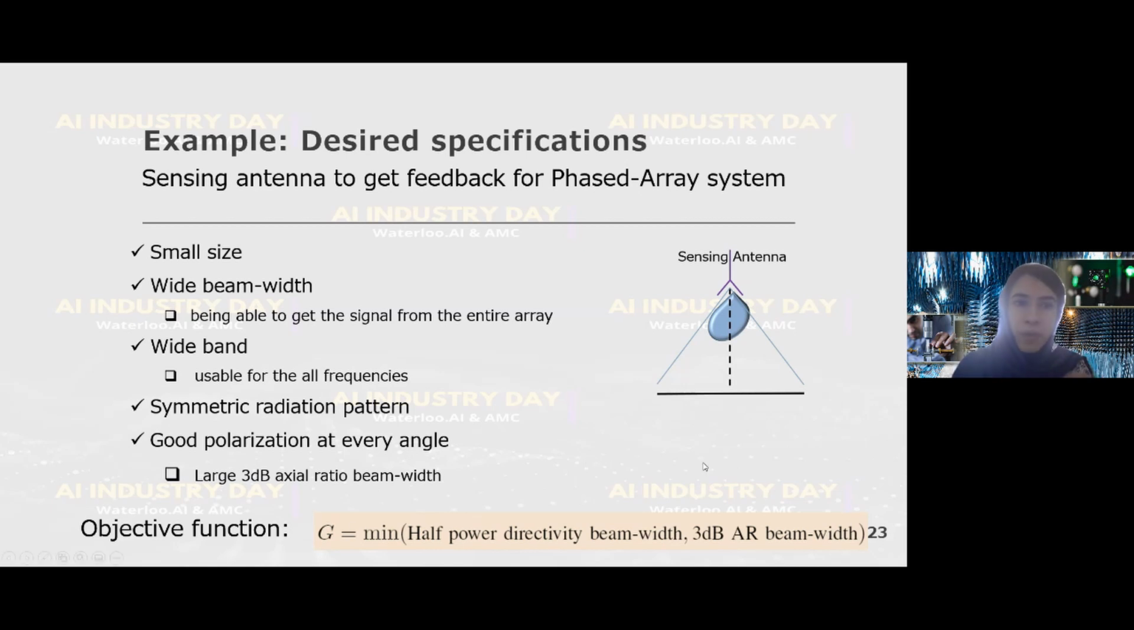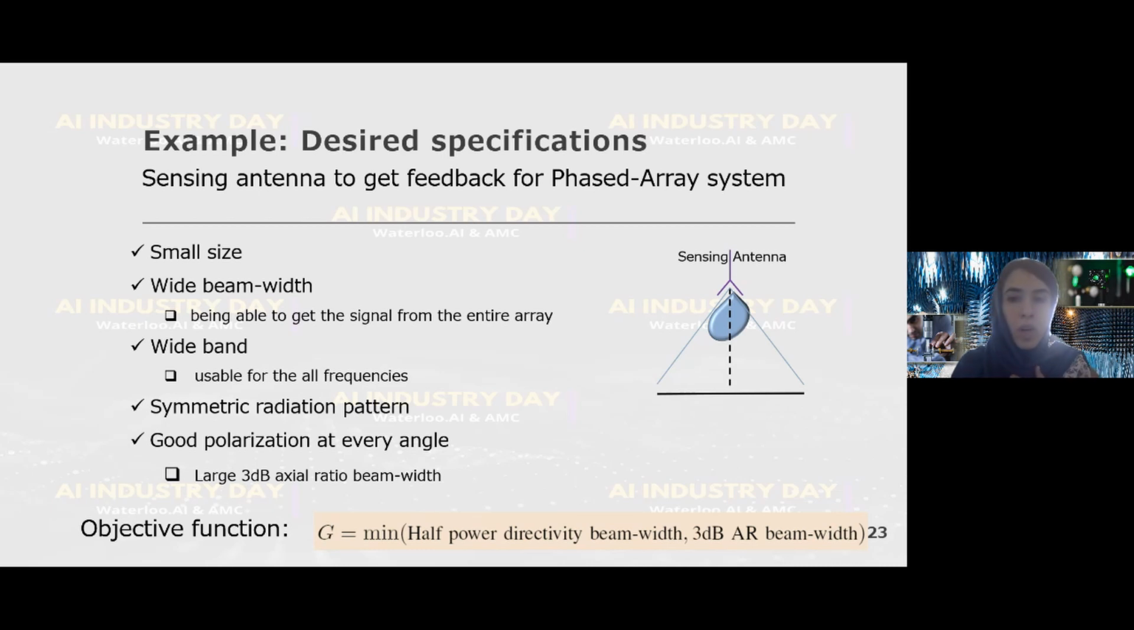So there are lots of specifications that I have listed here. It should be small, so as not to block the signal coming from the antenna. We should put the antenna very close to the phased array to keep the whole structure low profile. While our sensing probe antenna is very close to our structure, it should be able to see all the antennas at the corners and at the edge of the phased array antenna. So it should have a wide beamwidth to see all the elements on the array.